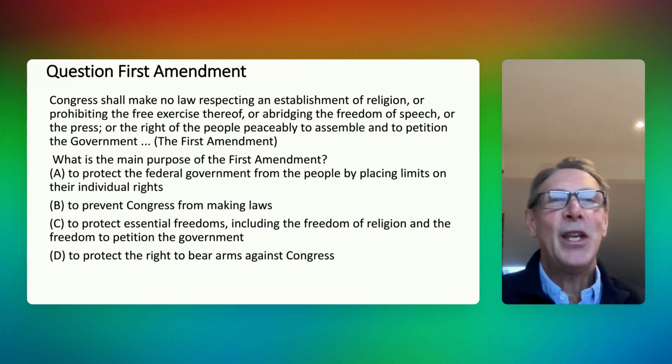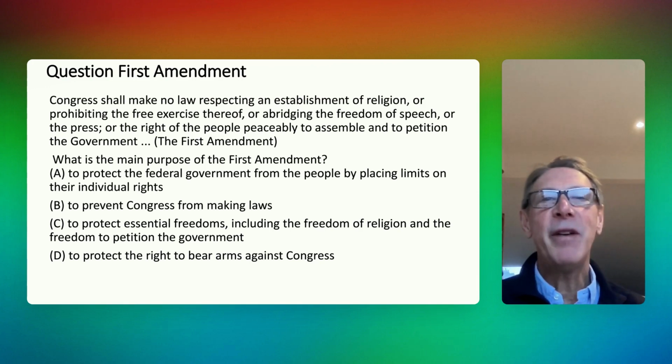But what it's telling you is that there is freedom of religion. There is freedom of speech. There is a free press, and people are allowed to demonstrate and to petition the government. That's the First Amendment. What is the main purpose of the First Amendment? And you've got 4 things here. A, to protect the federal government from the people by placing limits on their individual rights.